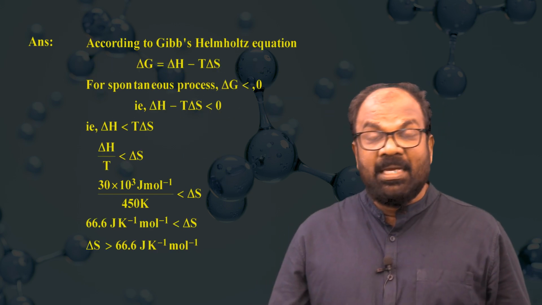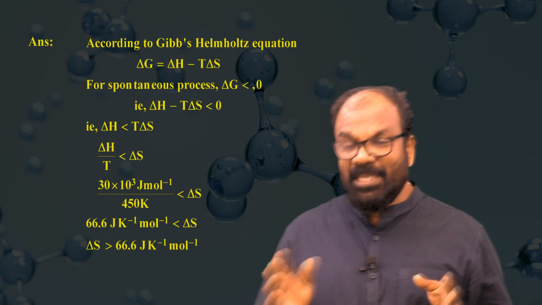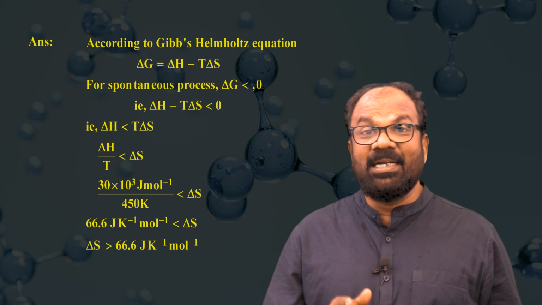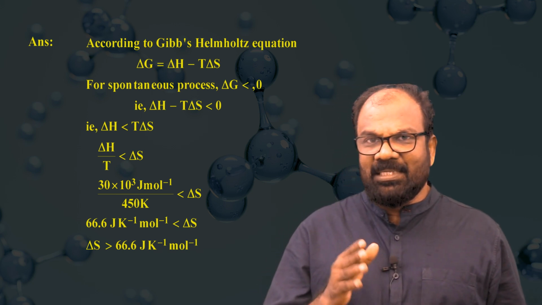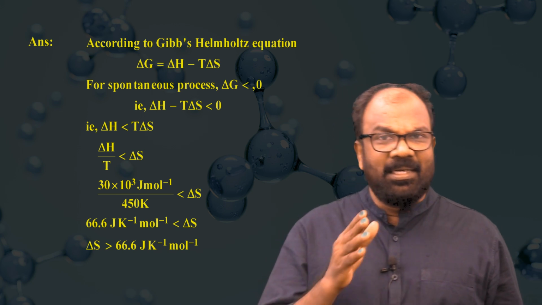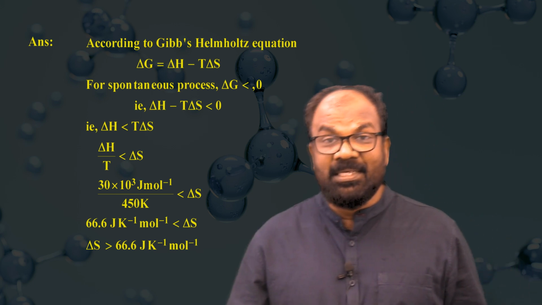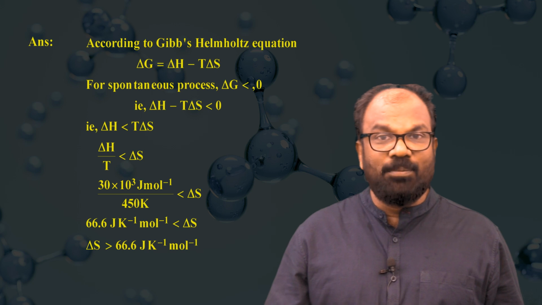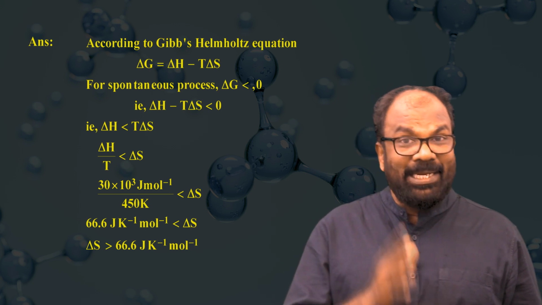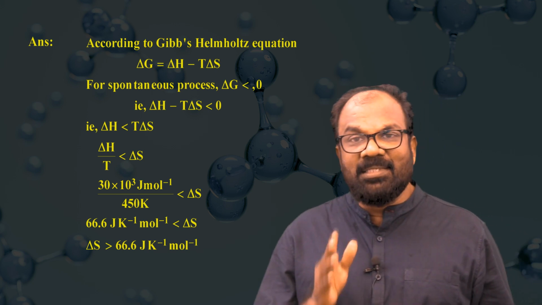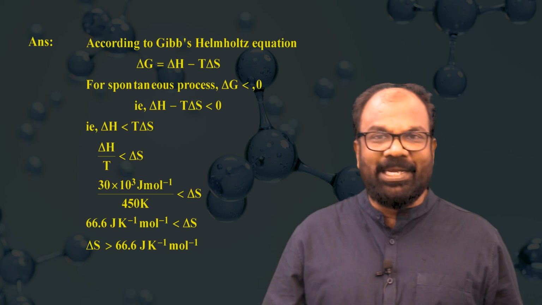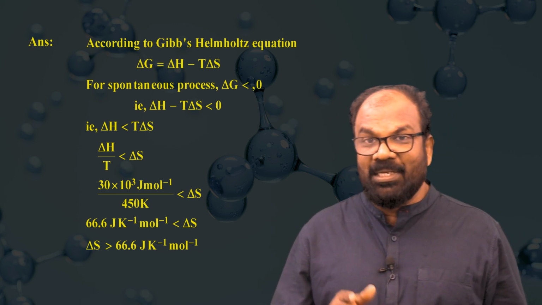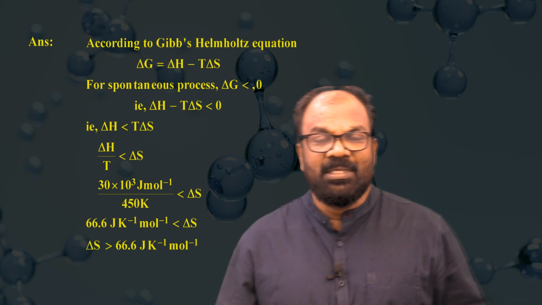Listen here. According to the Gibbs-Helmholtz equation, delta G is equal to delta H minus T delta S. Here delta G is the free energy change, delta H is the enthalpy change, T is the temperature in Kelvin, and delta S is the entropy change. For any spontaneous process, delta G should be less than 0 or negative. That is, delta H minus T delta S should be less than 0.